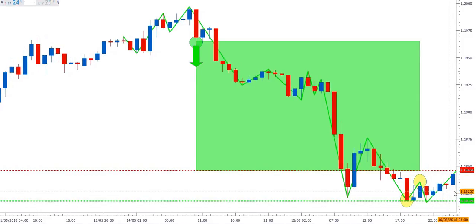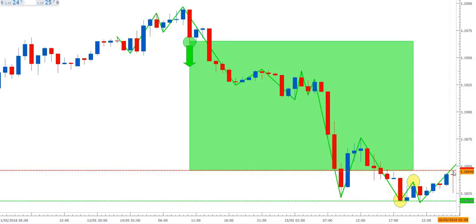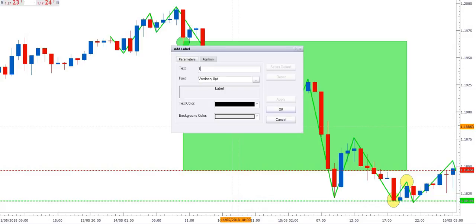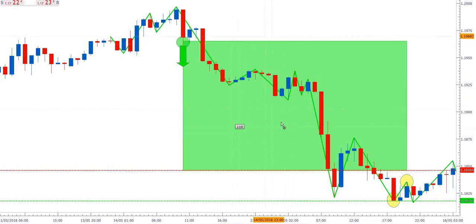So we'll see what happened. It came very, very close. It might have touched it there. It definitely touched it there. So we've exited the trade. Now, we can measure the top of this green box to the bottom, and we can see that that trade was worth 119 pips. So we'll just put a little box there with 119 in it. So that was a profit of 119.